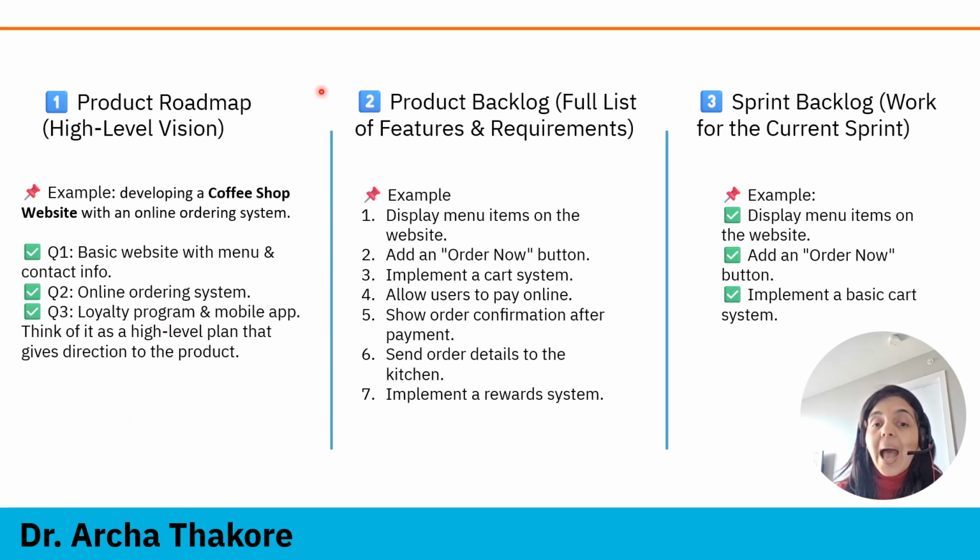Now you will elaborate this to create your product backlog. Display menu items on the website, and each point is further elaborated. It has more details of the features and requirements. And then comes sprint backlog, where we have picked like 3 items from this list that we will be doing in the current sprint. I hope this clarifies.